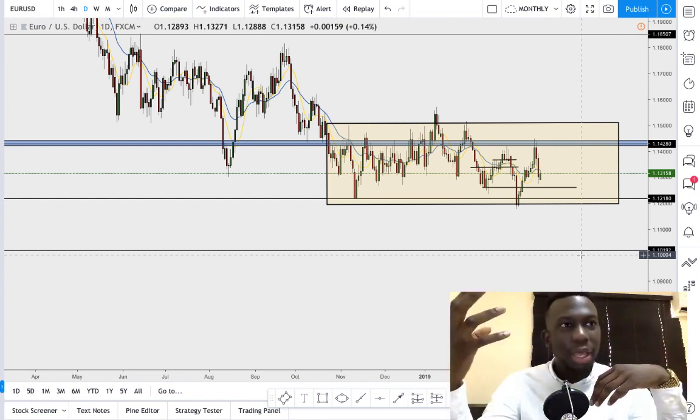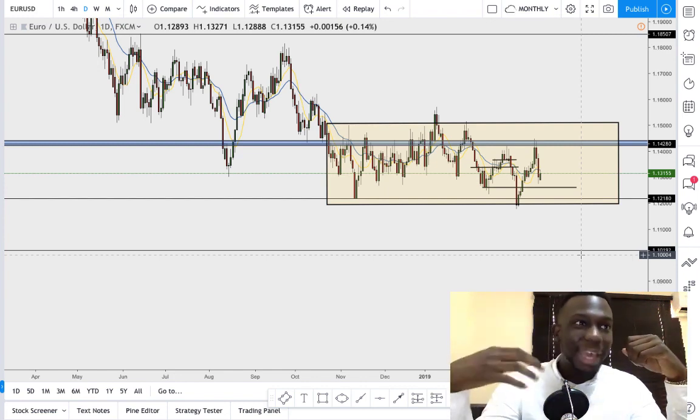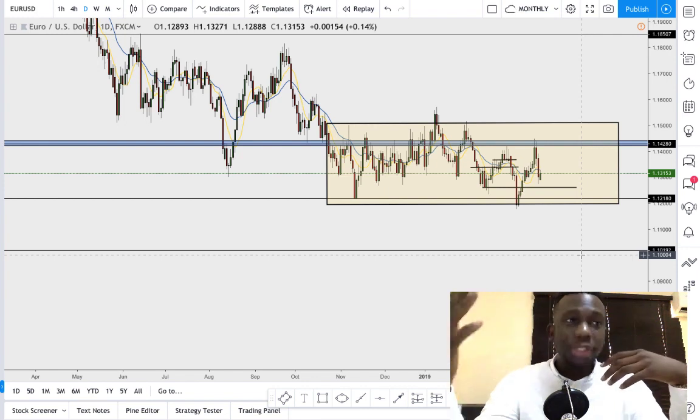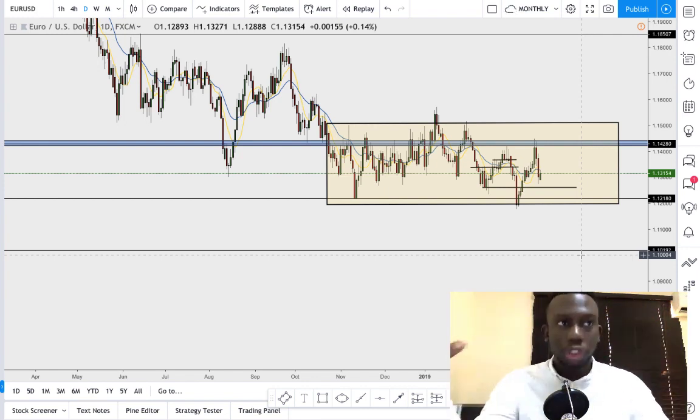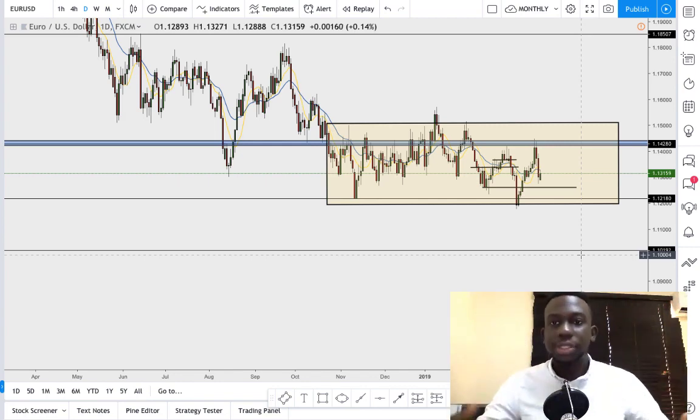Obviously, once we break to either side, I'll definitely zoom into a lower time frame to try and refine my entry. But you get the gist. If we break to the upside, I'll be looking for buy opportunities, and if we break to the downside, I'll be looking for sell opportunities. That's basically what I'm trying to say.